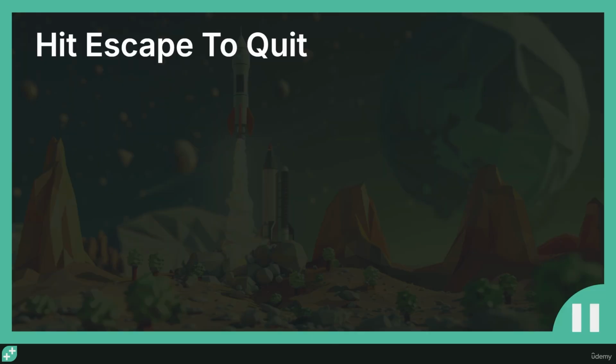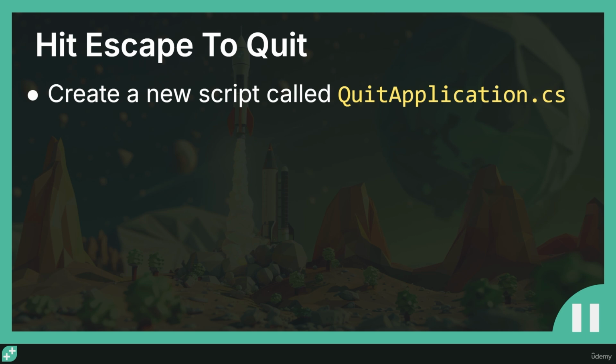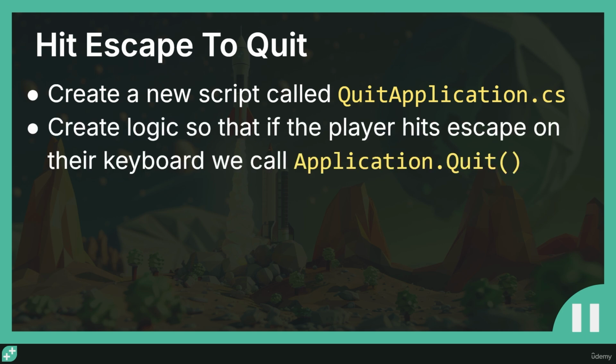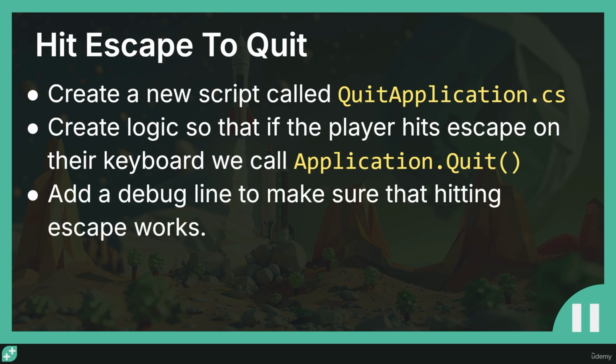Challenge is to hit escape to quit. Create a new script called QuitApplication.cs. Create logic so that if the player hits escape on the keyboard, we call Application.Quit. So we've got examples of us hitting key codes to do particular things. Here we want to call Application.Quit. And then because we're not yet at the point where we're building our game, we want to know if this works, so we add a debug line to make sure that it actually works.